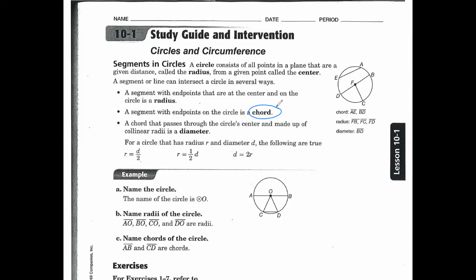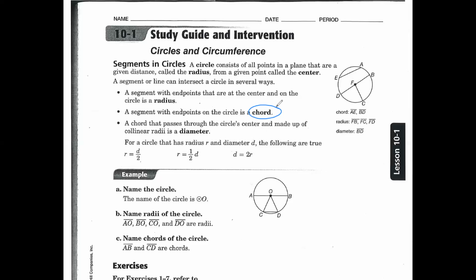Other things that you should be familiar with: how does a radius and a diameter relate to each other? A radius can be considered half of the diameter, or the diameter can be double the radius, right? So that's talking about length. Down here, this is just all about naming the different pieces.